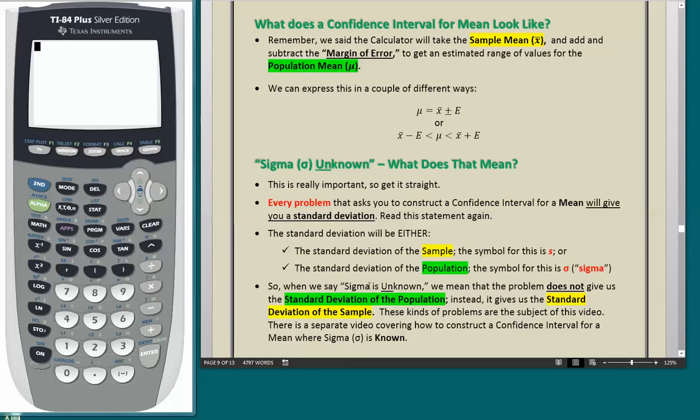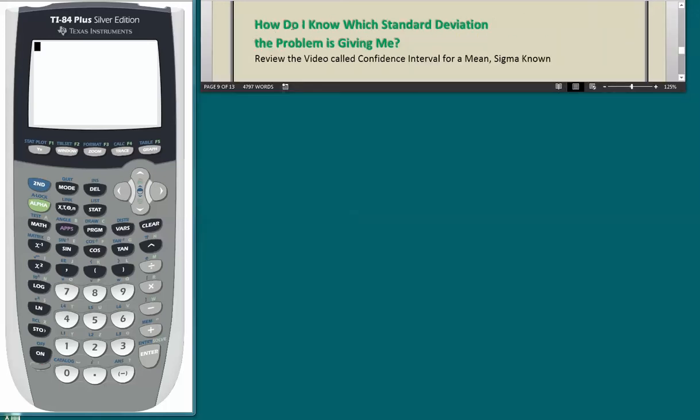So when we say sigma is unknown, we mean that the problem does not give us the standard deviation of the population. Instead, it gives us the standard deviation of the sample. These kinds of problems, where sigma is unknown, are the subject of this video. And as I've mentioned before, there is a separate video covering how to construct a confidence interval for a mean where sigma is known.